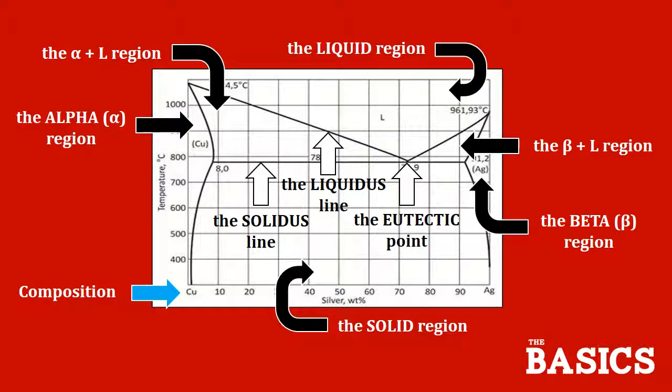Also down at the bottom we have the composition in percent weight of the silver as you move across the type of material, how much silver is actually in it. And we're going to be focusing on just the alpha plus liquid region and the beta plus liquid region, these two.